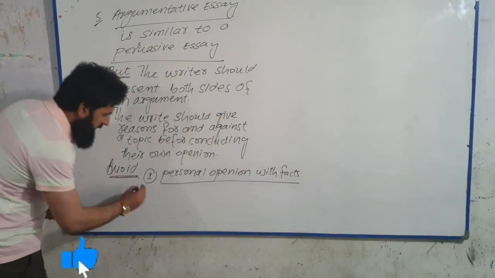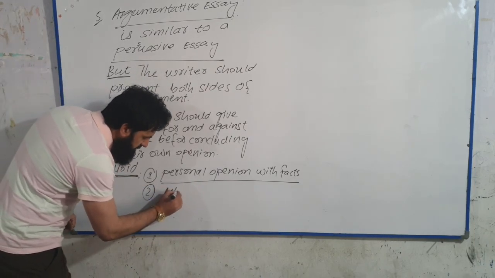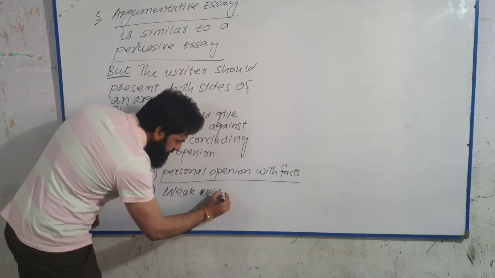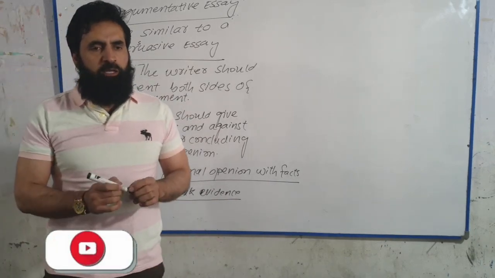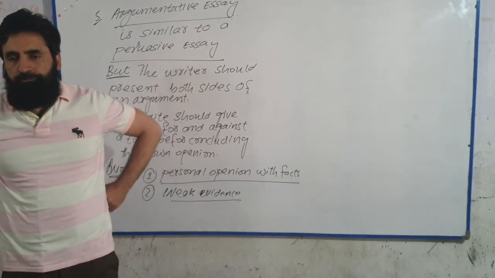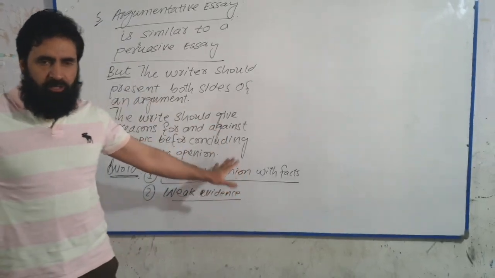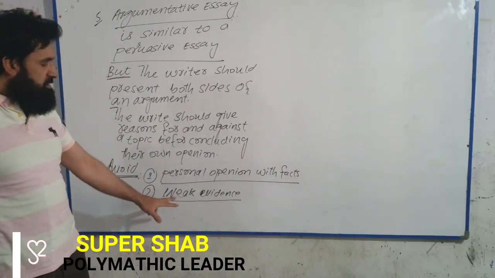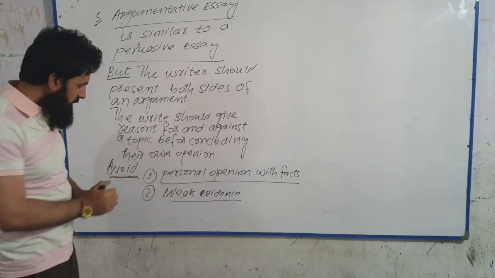What should be avoided next? That is weak evidence. The writer should avoid using unreliable information. The writer should not use unreliable information to support the ideas, the arguments, or the writer's opinion. The evidence should be strong, not weak. Does everyone understand? Got it? What about the third one?